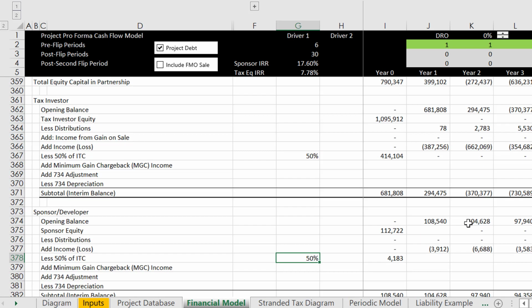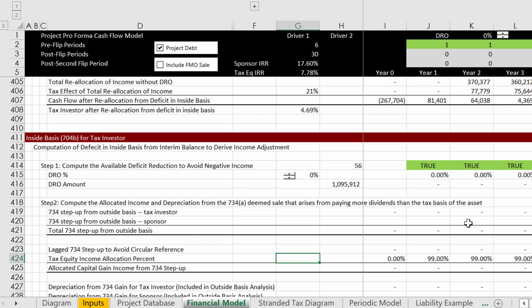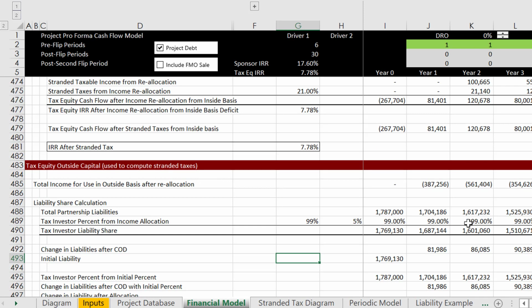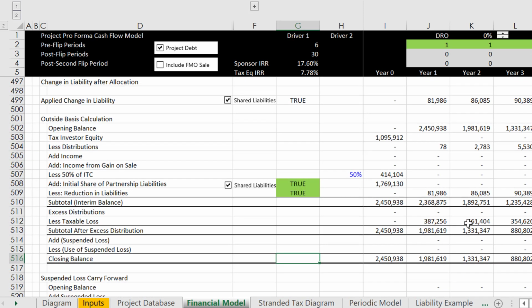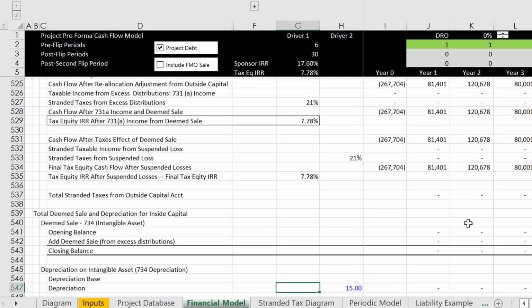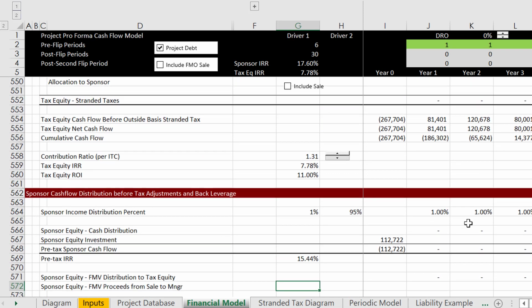Then I put a reconciliation of the balance sheets together, and I compute this thing called the inside basis that I'm not even going to go through. And then you compute this, oh my God, look at this. I put the outside basis in, and then you finally, somewhere down here, get the IRR, not the ROI, the IRR that the tax investor gets after it's all said and done.